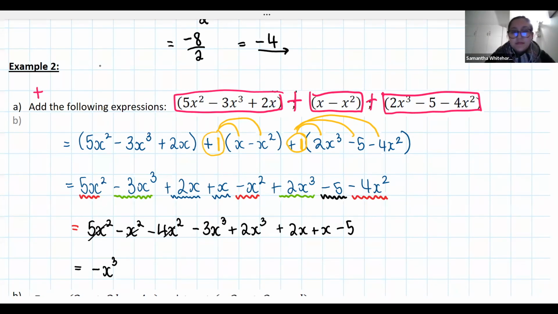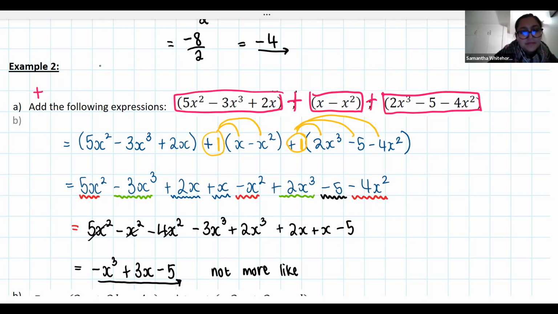Then with the last one, you had to calculate. It was 2x plus x, which is just 3x. Excellent. And then there's the negative 5 at the very bottom. So you can't really do anything else from there since there isn't any more like terms. So the answer would be negative 1x cubed plus 3x minus 5.